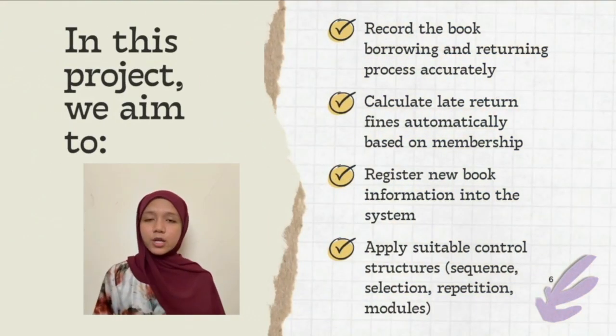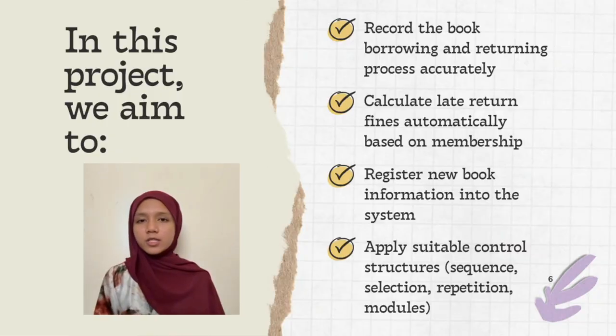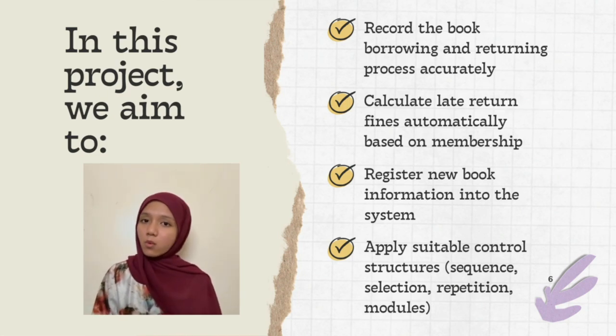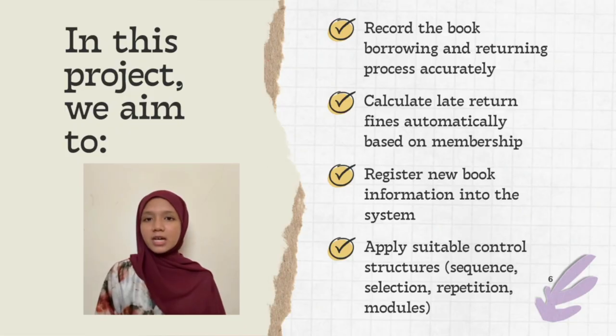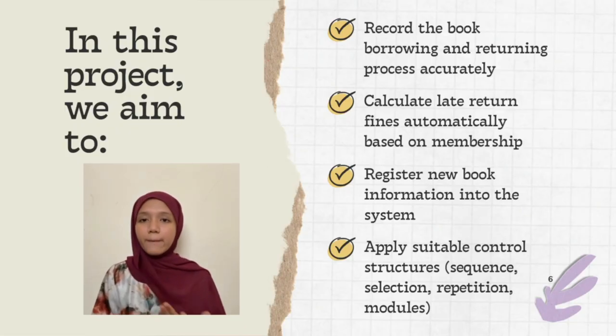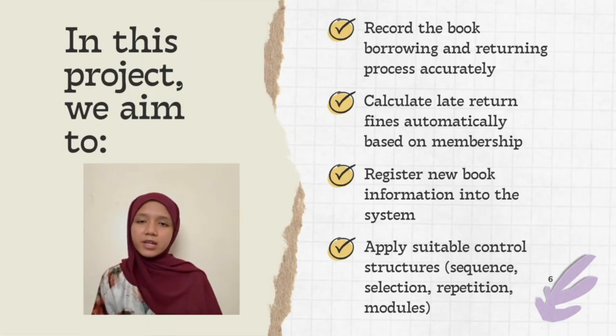In this project, we want to highlight some of the objectives to make this project work. First, we aim to record the book borrowing and returning process accurately. By doing this, the system helps to prevent loss of records and librarians do not have to search the paper one by one. Second, we want to make the system automatically calculate late return fines based on membership. This ensures that fines are calculated fairly based on the customer membership.